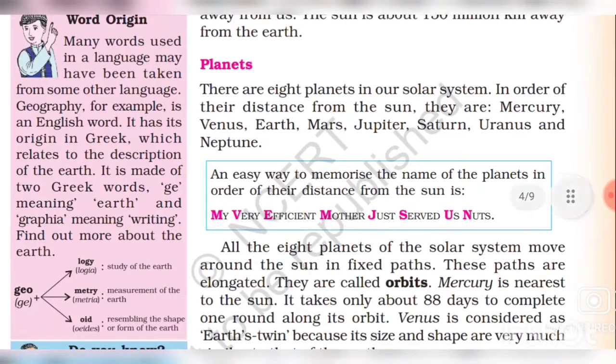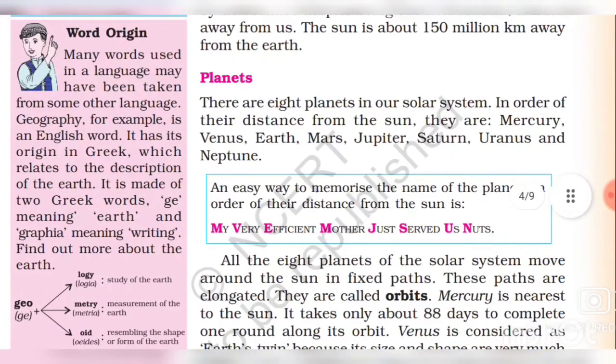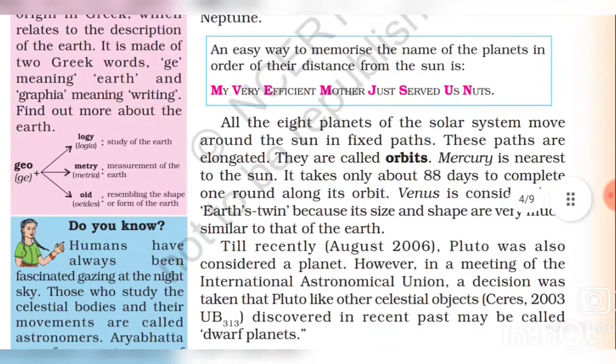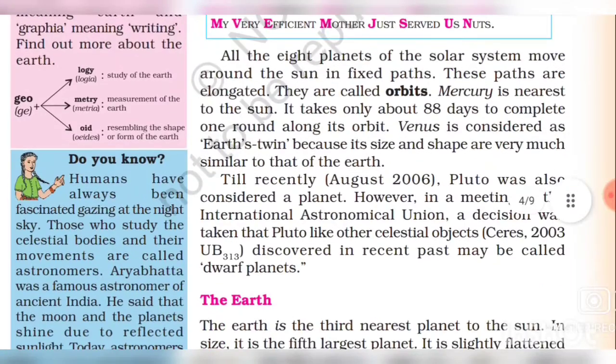And now we are going to discuss the 8 planets. There are 8 planets: Mercury, Venus, Earth, Mars, Jupiter, Saturn, Uranus, and Neptune. And the Earth is 3rd in position, where we live. All the 8 planets in the solar system move around the sun in a fixed path. This path is elongated. This path is called the orbit. The path in which a planet moves around the sun is called the orbit.